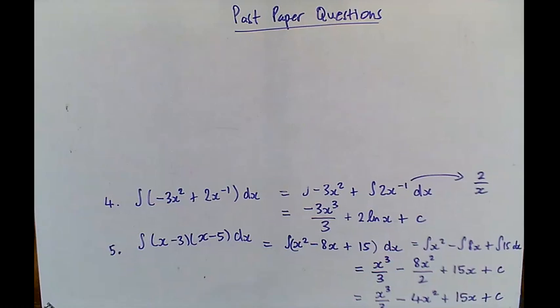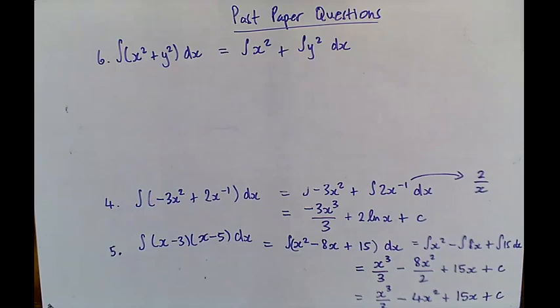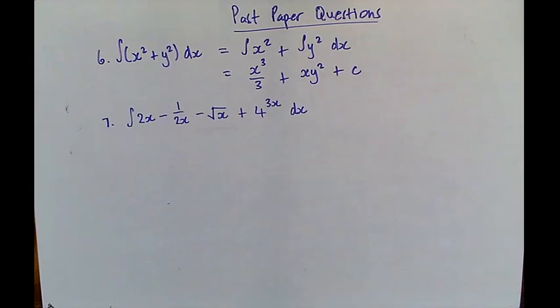Number 6, we're going to apply the integral to x squared and the integral to y squared. Notice that it's dx, so we're carrying out the integration on the x's. So adding 1 to the exponents, we'll get x cubed over 3 plus x in front of the y squared. And that's our final answer.